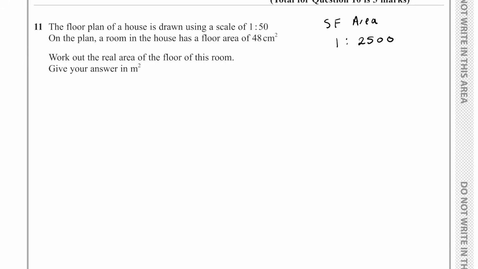We've also got centimeters squared and meters squared. So we need to be able to convert between them. So if we have a square, 1 meter by 1 meter, that's the same as 100 centimeters by 100 centimeters. So how many centimeters squared is that? 100 times 100, that's 10,000.